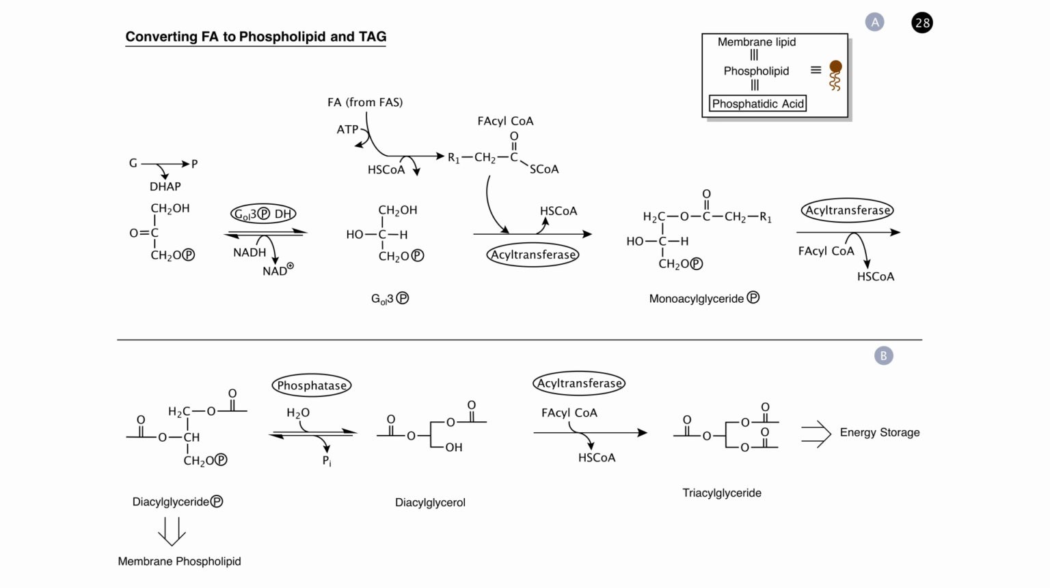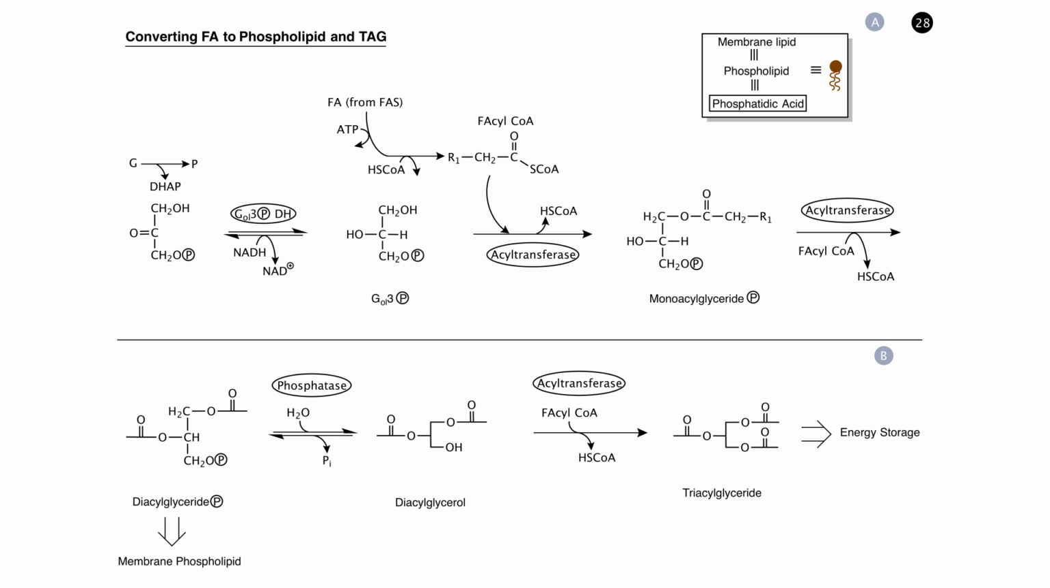Let's look at panel A. To make these higher order lipids, fatty acids will become connected to a 3-carbon glycerol backbone. The glycerol backbone is made from dihydroxyacetone phosphate, which is one of the intermediates in the glycolytic pathway. To make the lipid backbone, dihydroxyacetone phosphate is reduced by glycerol 3-phosphate dehydrogenase using NADH as the cofactor. The product of this reaction is glycerol 3-phosphate. An acyltransferase will then take a fatty acyl coenzyme A and place it on one of the hydroxyl groups of the glycerol backbone to form a monoacylglyceride phosphate.